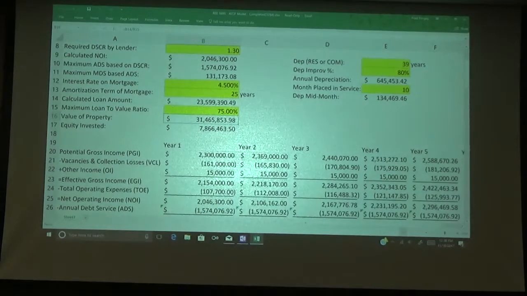Okay. Now, based on that number, the $31,465,000, if we take that number, subtract out the calculated loan amount, then we should get our required equity that we need to put into the property in terms of our equity investment or down payment. Okay? Make sense? Okay, any questions on that?